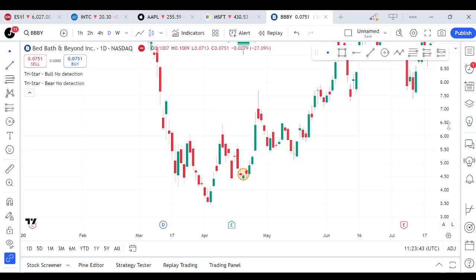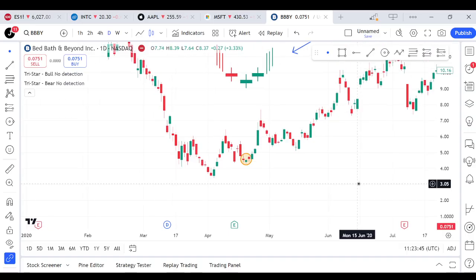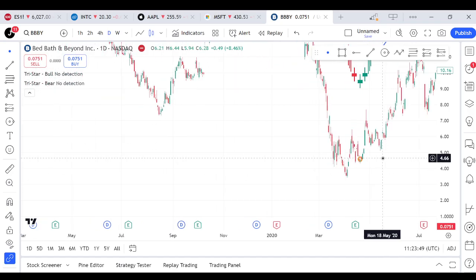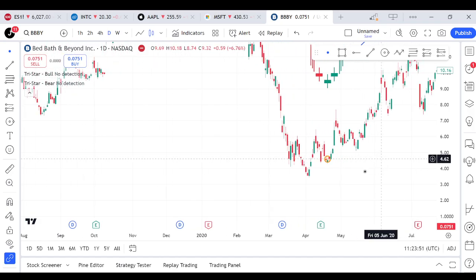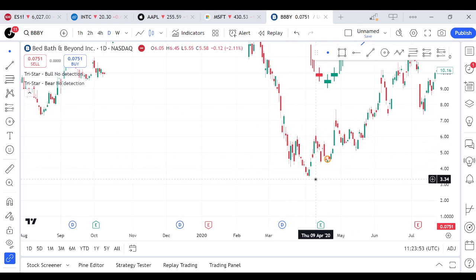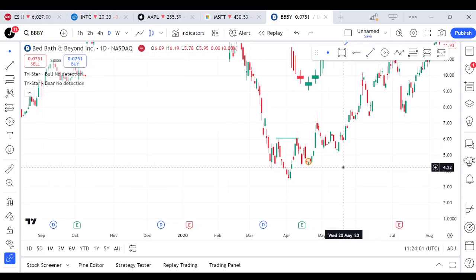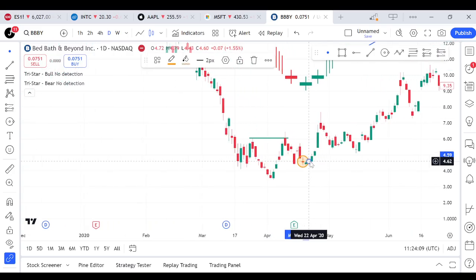Remember, the first step to using candlestick patterns to trade is looking at the overall market context. Right here, you can see that we are in a downtrend and we just look like we changed character, so we are looking to start reversing to the upside. And then we saw this bullish 3-star candlestick pattern, which was an indication that buyers are stepping in and the selling pressure is weakening.